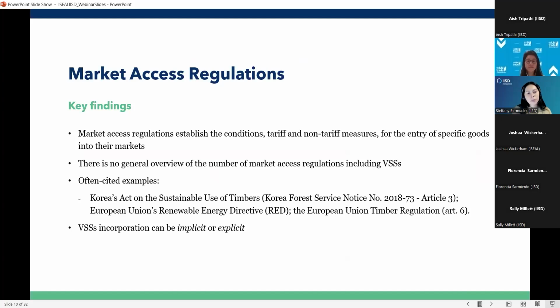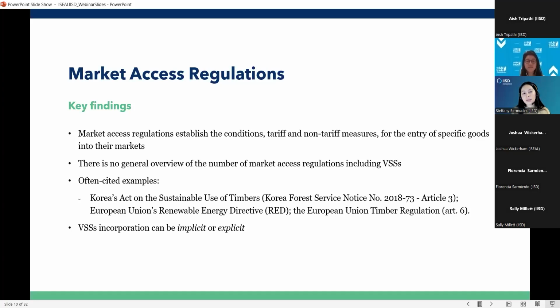The European Union Timber Regulation in its Article 6 is another example of integration of VSS in an implicit way. This regulation specifies that operators need to develop a risk assessment exercise to minimize the risk of placing illegally harvested timber in the European market. And this should include the origin of the timber and other criteria, and ensure compliance with applicable legislation, potentially through certification or third-party verified schemes.